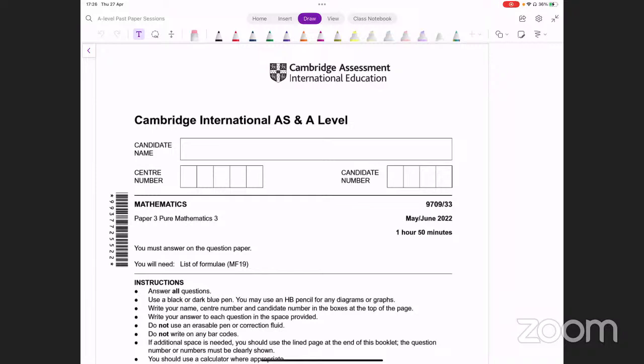So today we are going to be doing this paper, May-June 2022, paper 3, variant 3. Okay, so that's the plan for today.